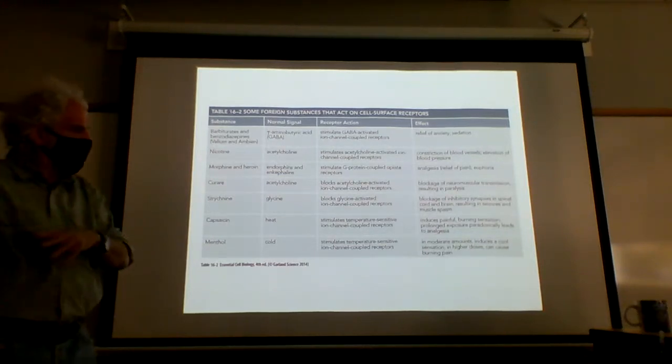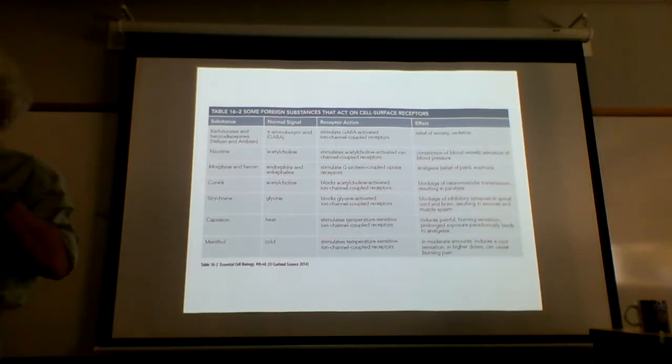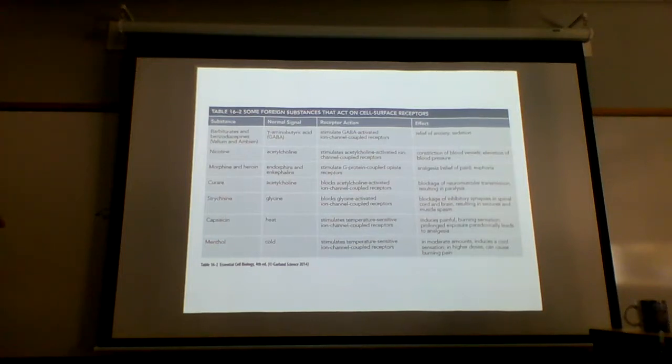A couple of interesting ones, morphine and heroin. These are interacting with opiate receptors, which are G protein coupled receptors. And you have analgesia, relief of pain, that is, and euphoria.